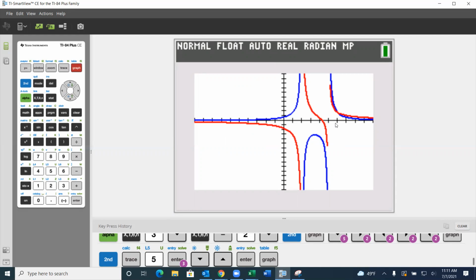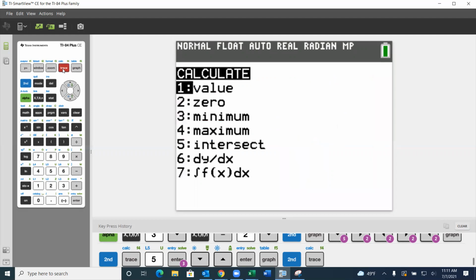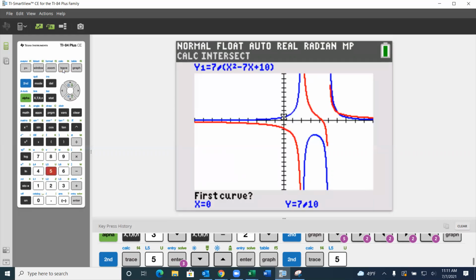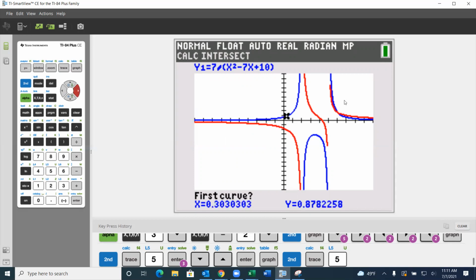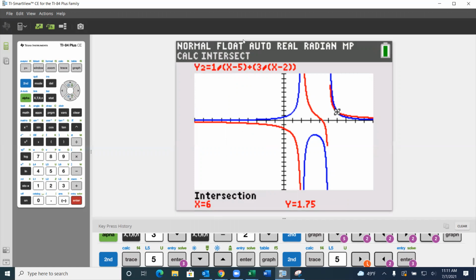So you have to be on the correct side of those imaginary lines, those asymptotes, in order for the calculator to find the intersection point. If I go second trace 5, it looks like they intersect right around here, the blue and the red. So I'm going to move it over with the right arrow. Now I'll do my 3 enters, and I get the 6 right there.